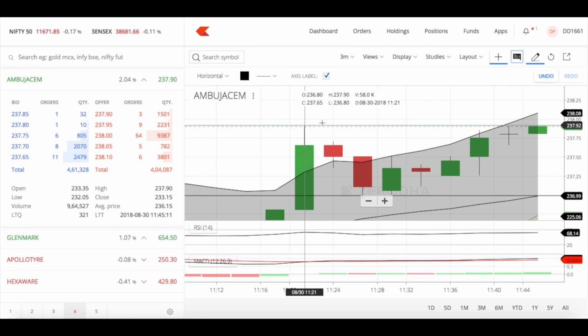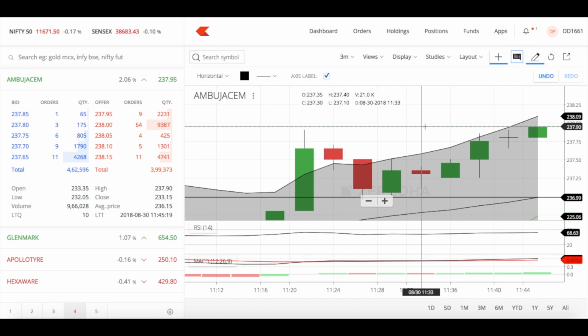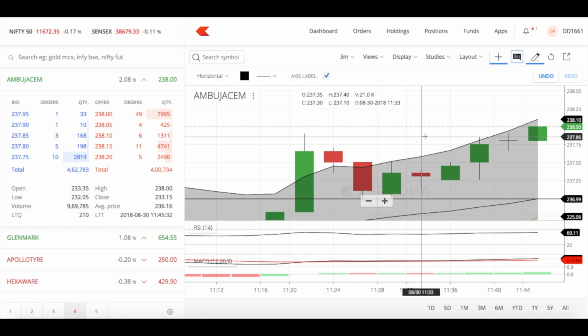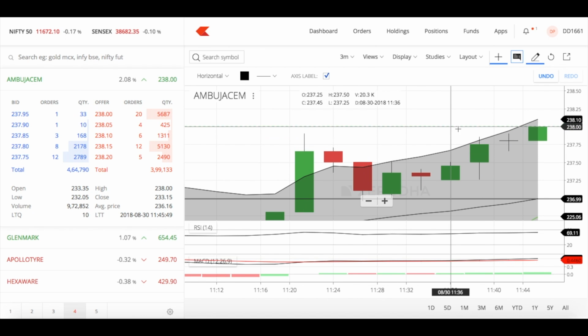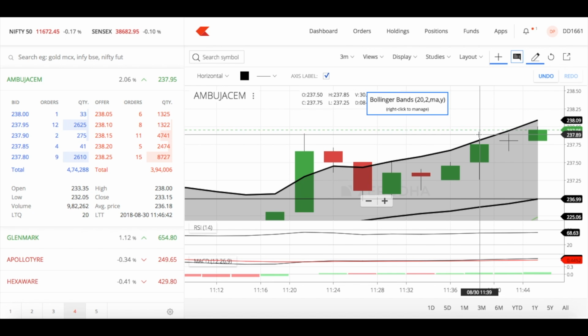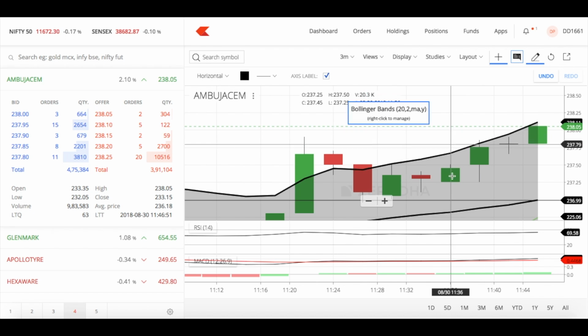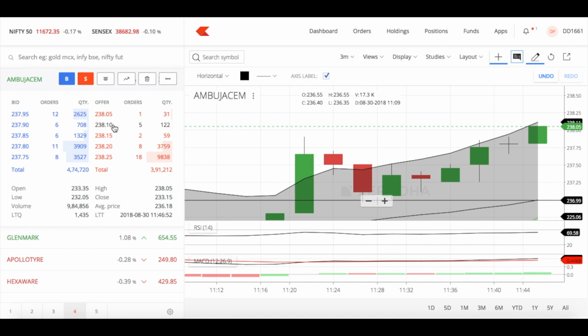This is the high, and just waiting for at least 95. Yes, 95 has just come up. A little bit more pressure from the buyers can push this stock right now to 238, and it has to break out to 238. Looking at the orders over here, finally 238 has been broken and gone up to 238.05.